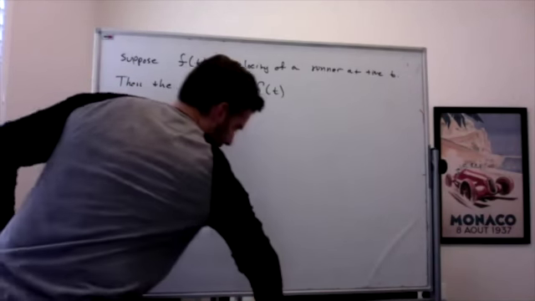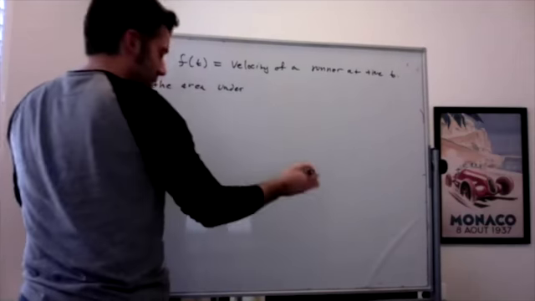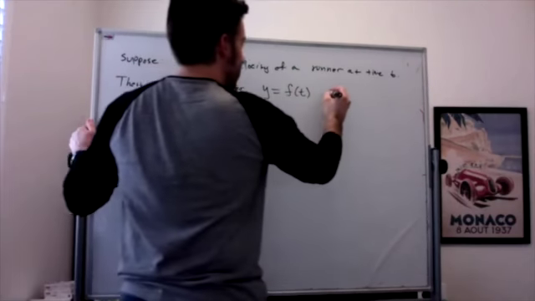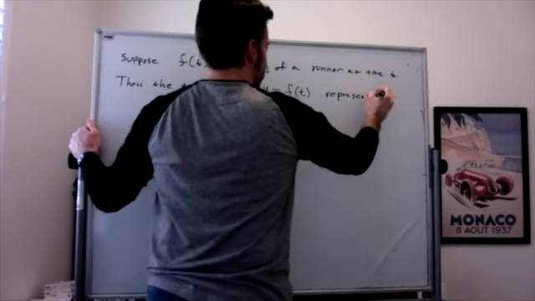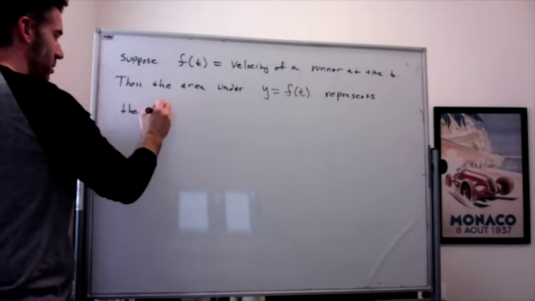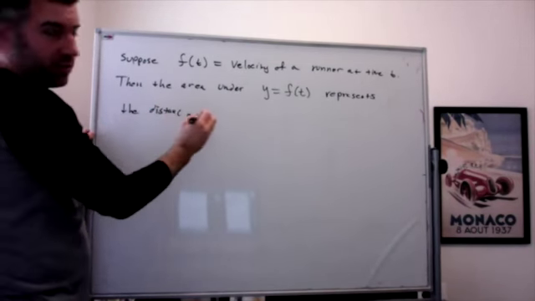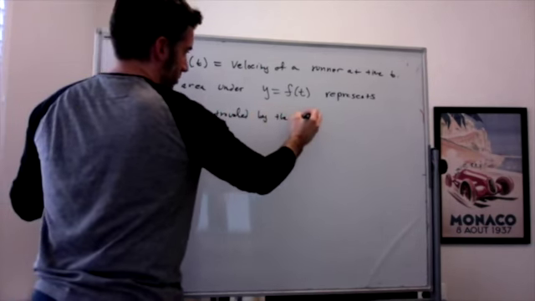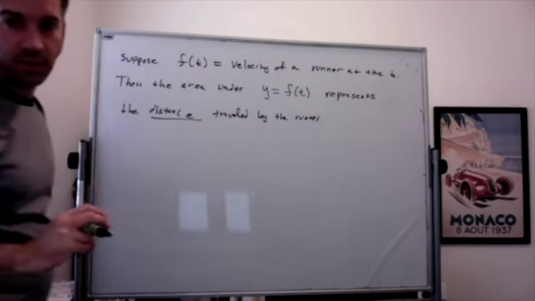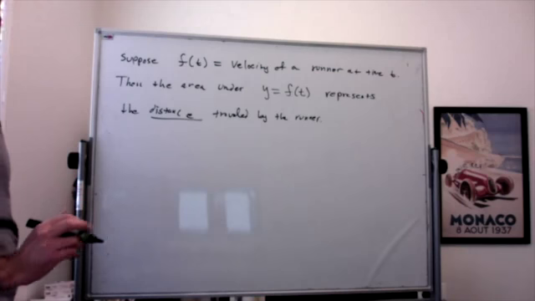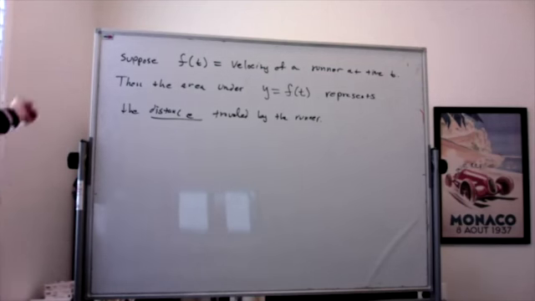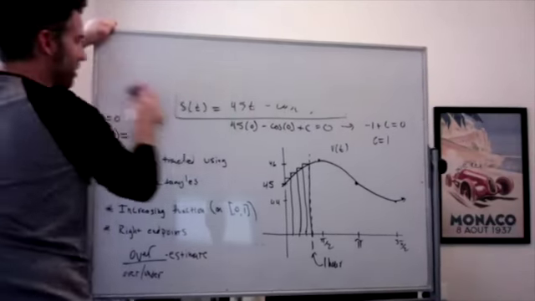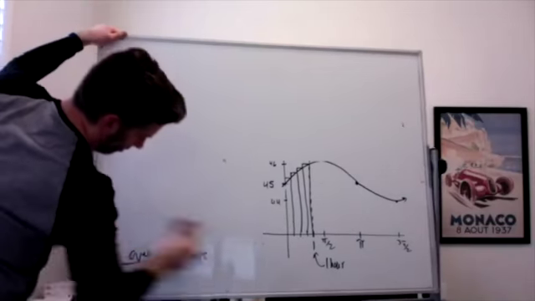The area under, I want to be very specific with my notation, the area under y equal to f of t represents the distance traveled by the runner. Specifically this. And I think I want the picture too. So I'm going to draw the picture, I guess, on the other side here. I'll come back to that other side in a minute. So this picture is kind of super important.